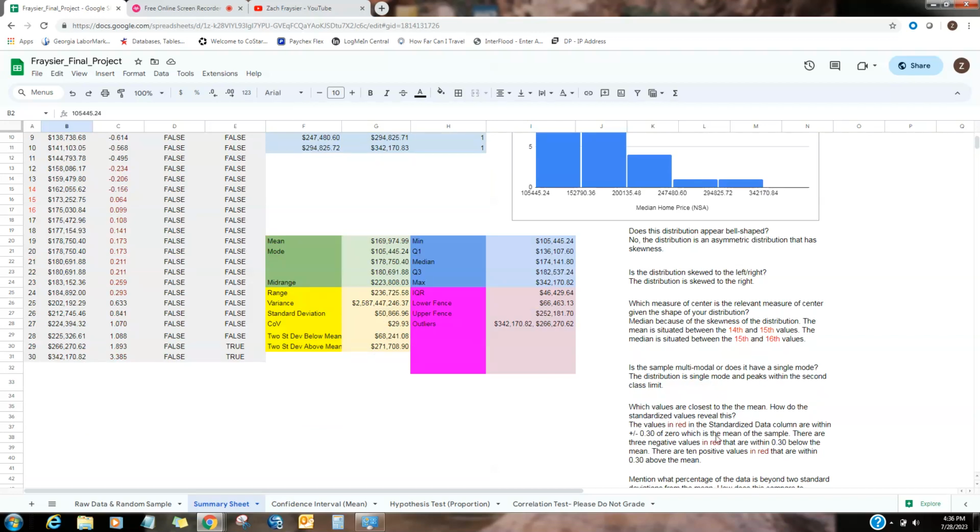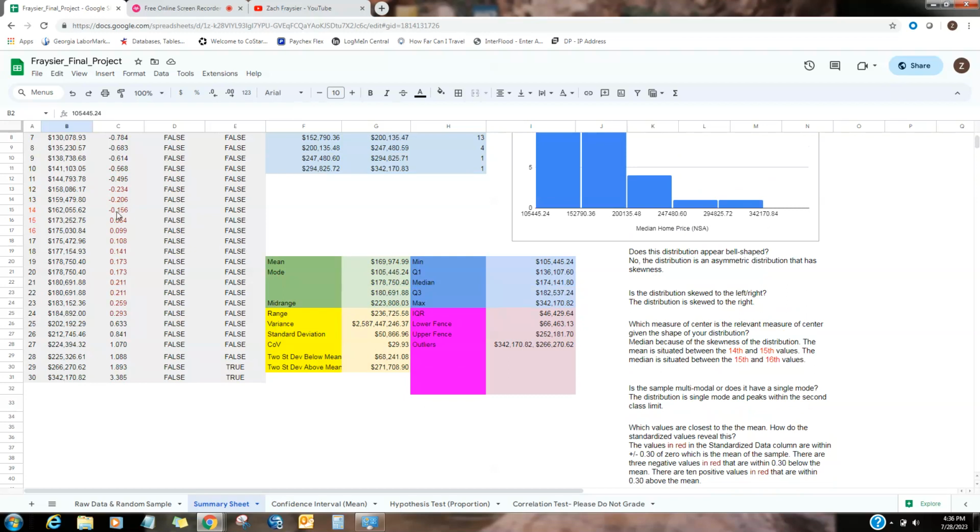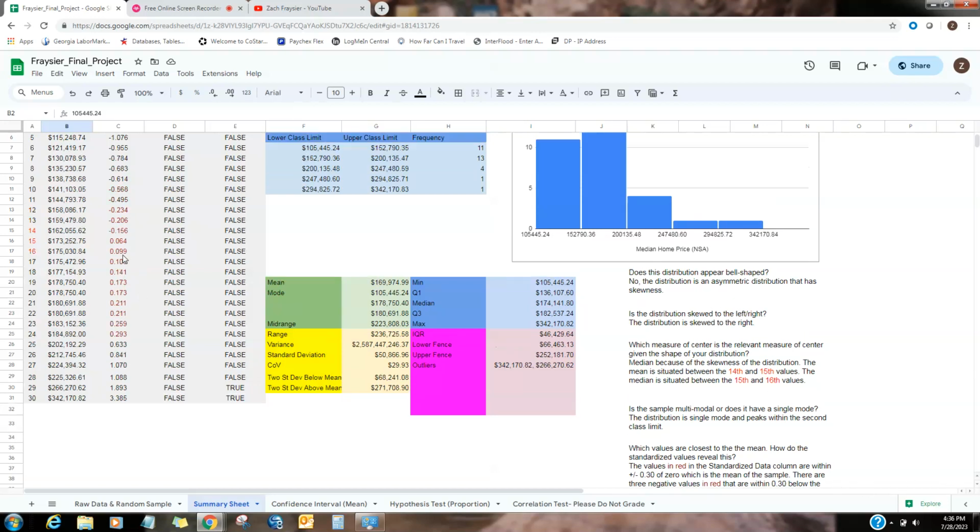Which values are closest to the mean? What I did here is I just chose plus or minus 0.3 from 0 of the standardized values. There's 3 below the mean and 10 above the mean, within 0.3. So that just means that there's more values that are closer to the mean that are above the mean than there are that are below the mean.